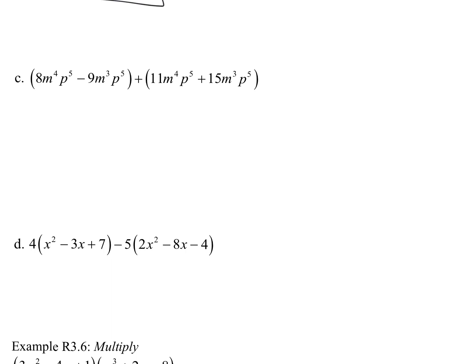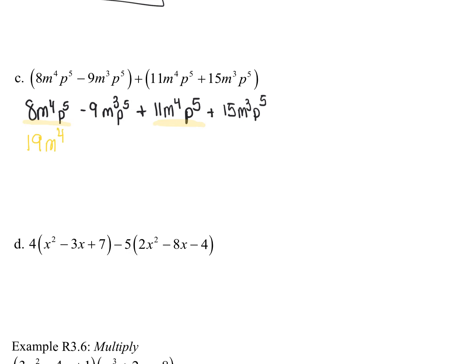This one has the plus sign in the middle, so you can just rewrite it. 8m to the fourth, p to the fifth, minus 9m to the third, p to the fifth, plus 11m to the fourth, p to the fifth, plus 15m to the third, p to the fifth. Now I just need to be a little bit careful. There's 2 variables, so the power on the 2 variables has to be exactly the same for each variable. So for example, this is m to the fourth, p to the fifth, m to the fourth, p to the fifth. And when you combine those 2, that gives you 19m to the fourth, p to the fifth.